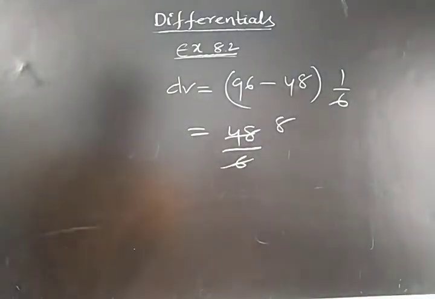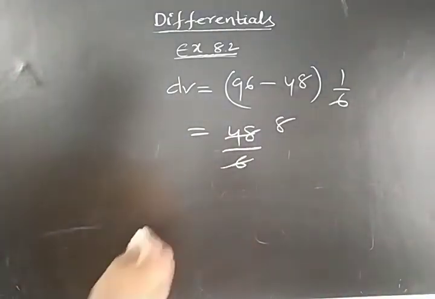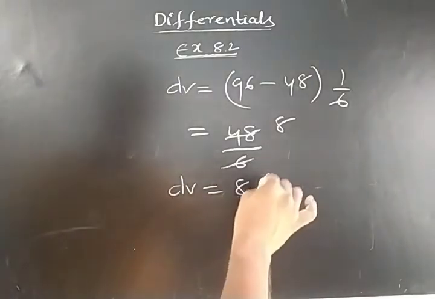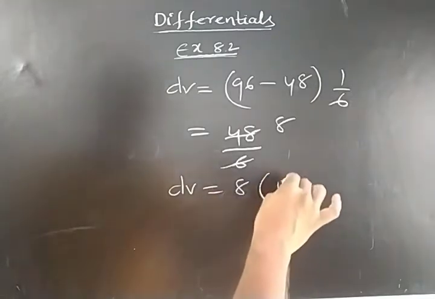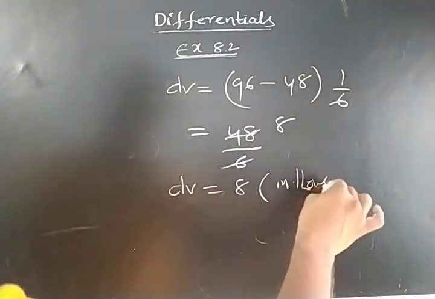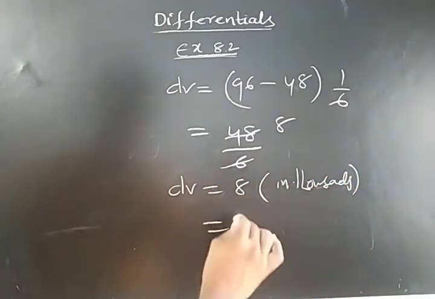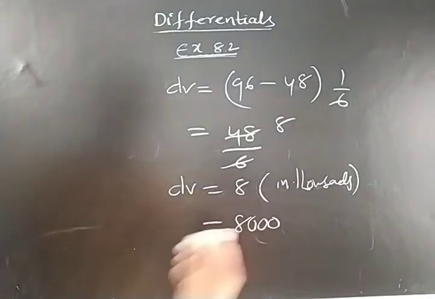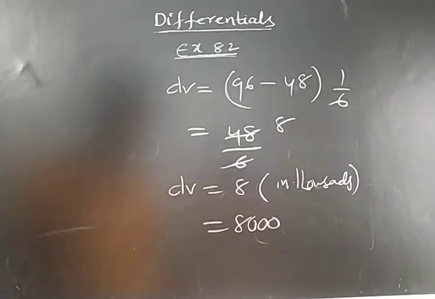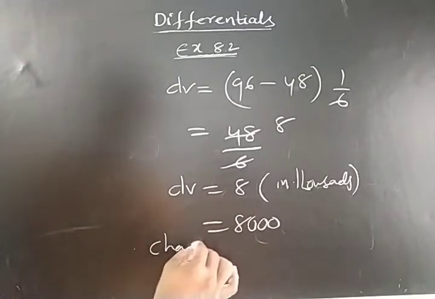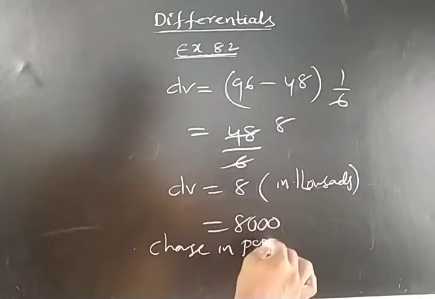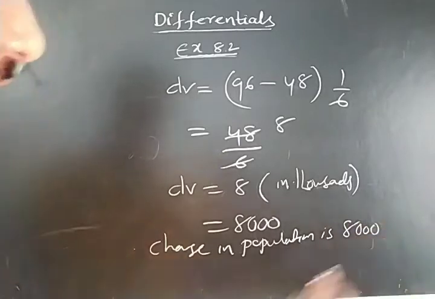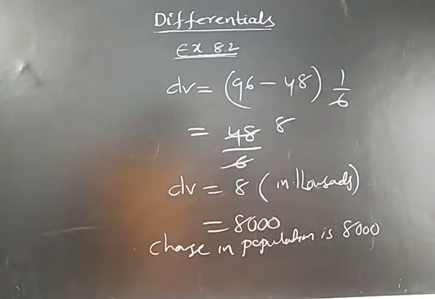So dv equal to 8. dv is change in population in thousands, so we can write 8000. So change in population is 8000 when time changes from 4 to 4 1 by 6.